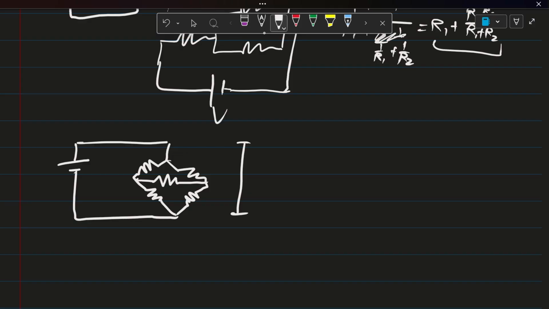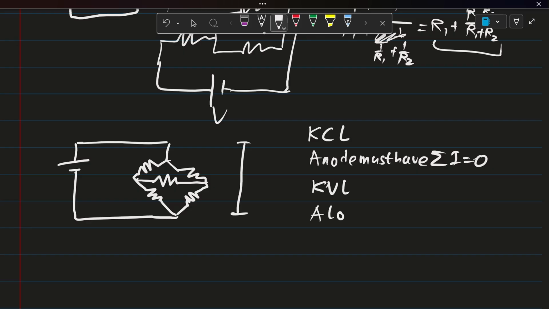It is hard for you to solve it without using Kirchhoff's law. So what exactly is Kirchhoff's law? There are two types of Kirchhoff's law. The first one is something which you call KCL, or the current law. Take any node. A node must have the sum of I to be 0. And there's also KVL. A loop must have the sum of voltage to be 0.